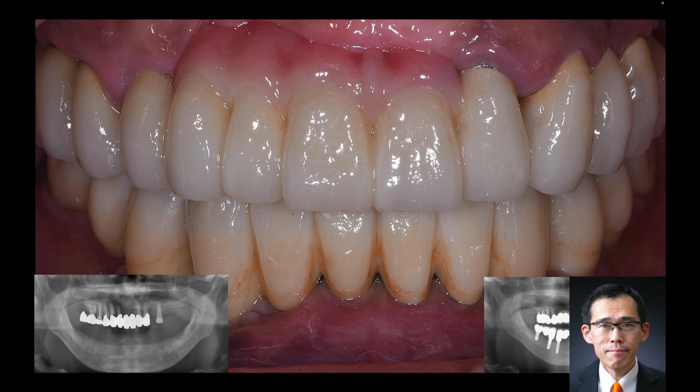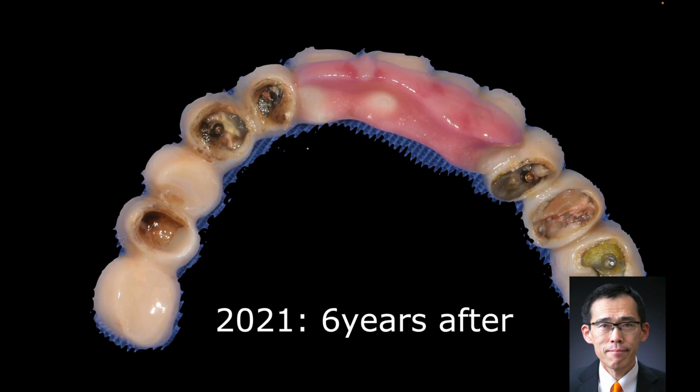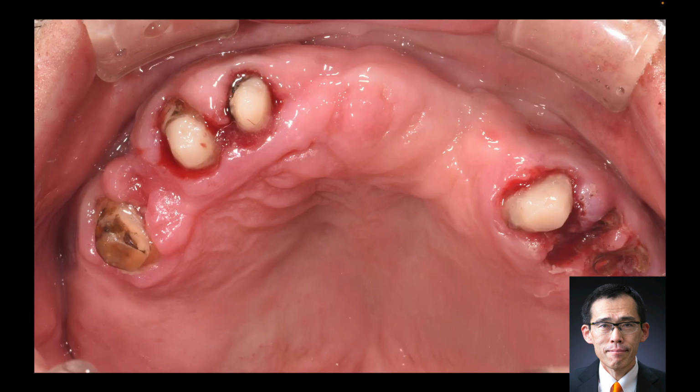I hoped the situation would last forever, but after 6 years, he lost the maxillary bridge, unfortunately. And this is a condition of detachment of the full arch ceramic bridge.